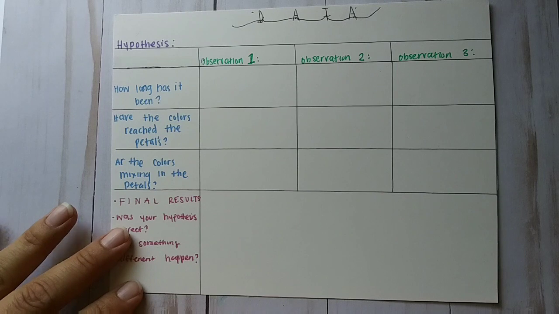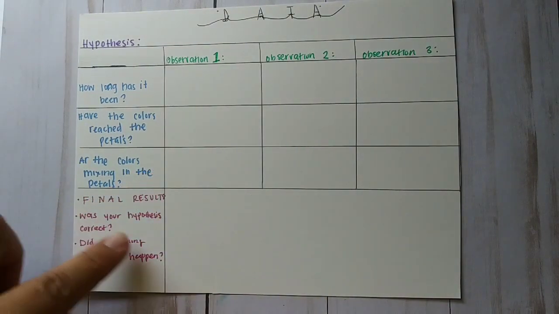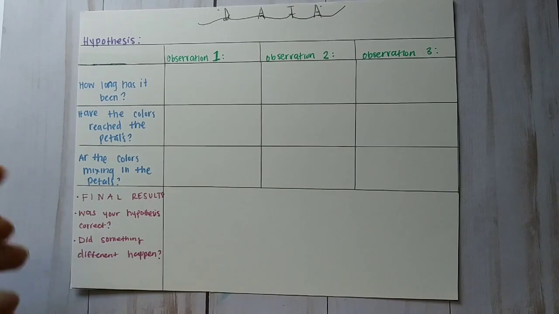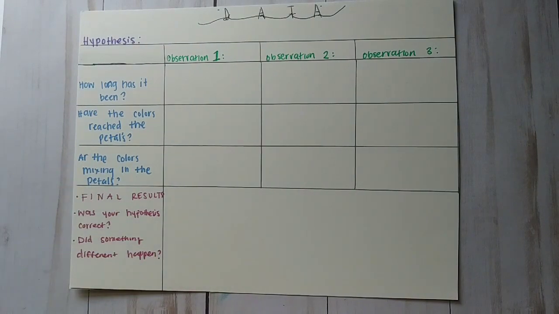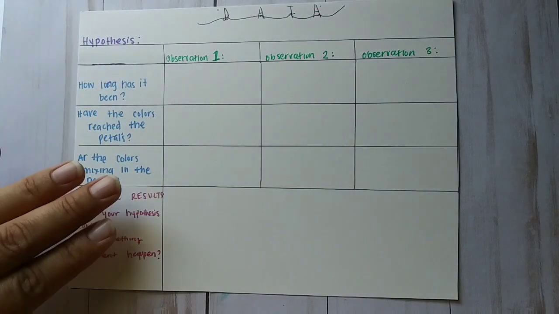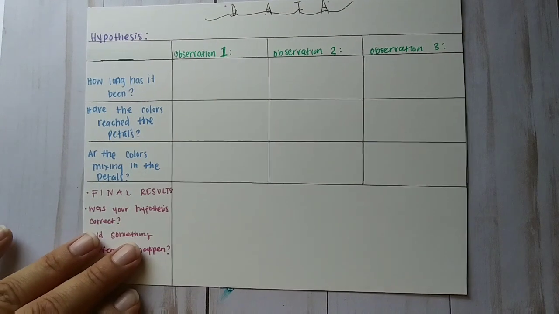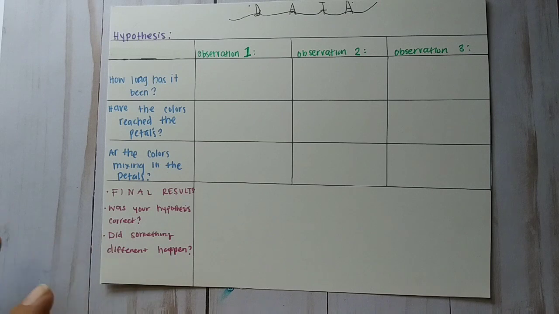And then at the bottom I have what I'm going to write, the final results. Was my hypothesis correct? Did something different happen? Again, you don't have to answer these specific questions. You can add these questions and then add more questions on your data chart. And you're going to keep filling this in as you check in.